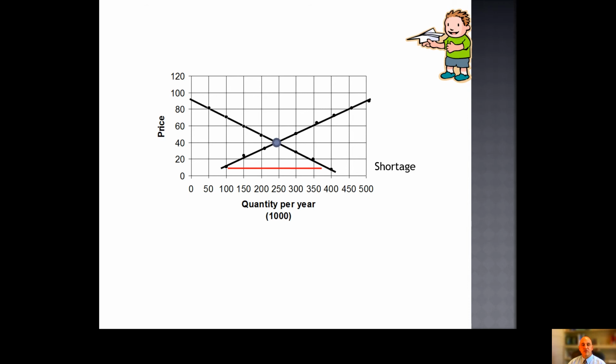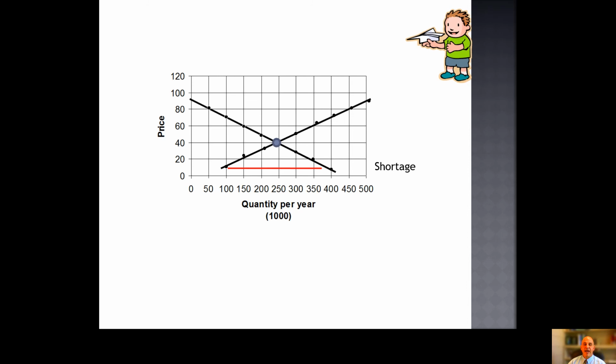For example, in this case, if the price was $10, a lot of people would desire to purchase the toy at $10. It looks like 375,000 people would desire to buy the toy, but the businesses don't really want to put that many toys on the shelf. They're not going to make any profit if the price is only $10. So they'll put a few on the shelf, but they will definitely not be able to put 375,000 on the shelf because they wouldn't make any profit. So in this case, we have a shortage. The quantity demanded is greater than the quantity supplied. The only way to get rid of a shortage is to raise the price. If you raise the price to 40, then the market will clear.